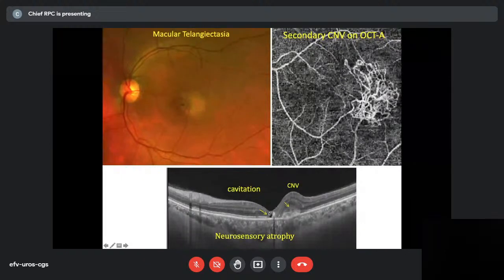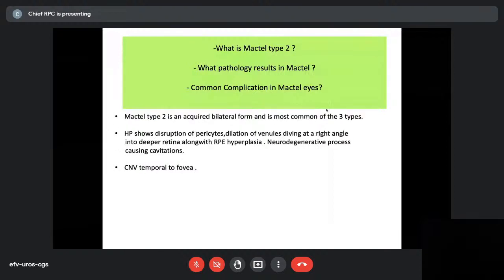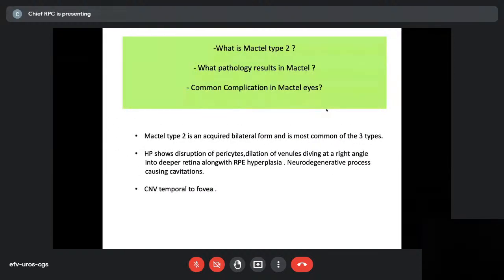Usually type 2 is more common, which is bilateral. Type 1 is unilateral, and is often associated with diabetic patients. And you can have a secondary CNV, which is quite common. So this is one condition where the OCTA is of great help. It picks up the neovascular membrane and then we inject. Otherwise, you just see this. It's most common temporally, with a disruption of pericytes and neurodegenerative changes.